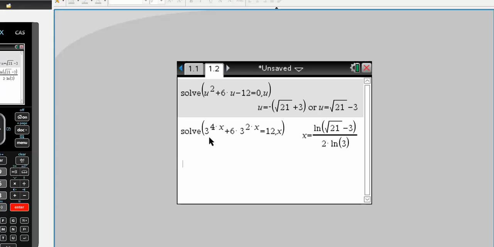Mr. Isaac, it looks different than ours. Wait a second. No, it isn't. It's the same darn thing. Here's what they did though. Instead of having the log base 3 of root 21 minus 3, they used the change of base formula to put it in logs. They are equivalent.